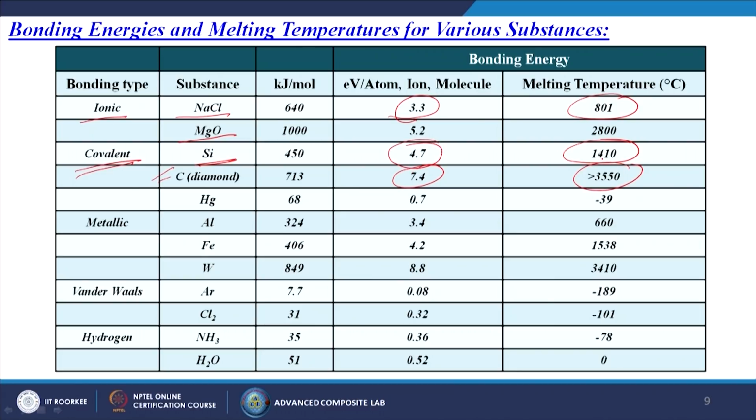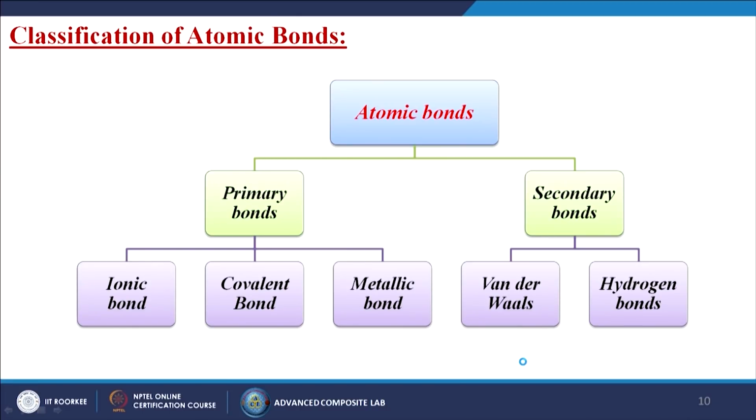When we talk about metallic bonding, like aluminum, it is 3.4, and its melting temperature is 660 degrees centigrade. When we talk about van der Waals bonding or interactions, for argon it is 0.08 and the melting temperature is minus 189, so it is very weak bonding. For hydrogen bonding, for ammonia we get 0.36 and the melting temperature is minus 78. Now we are going to briefly discuss the atomic bonds.